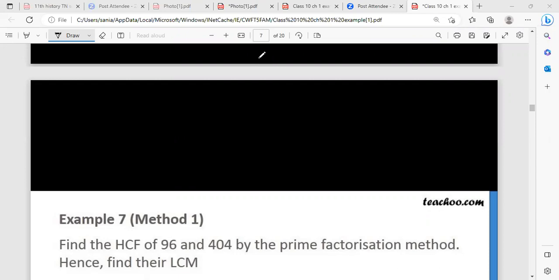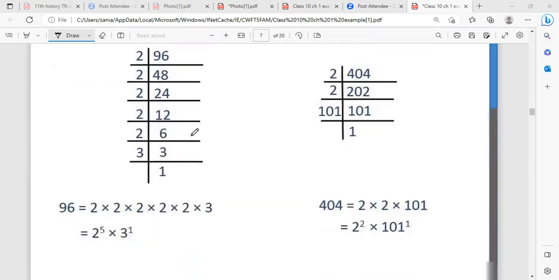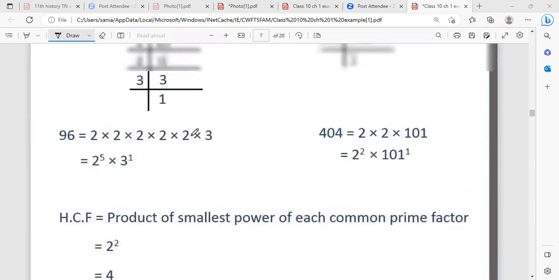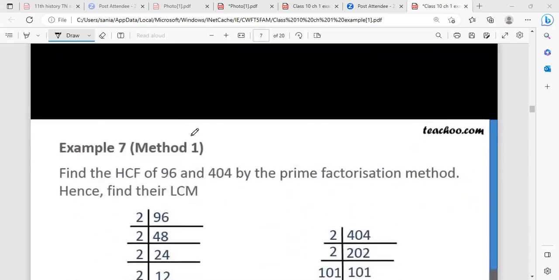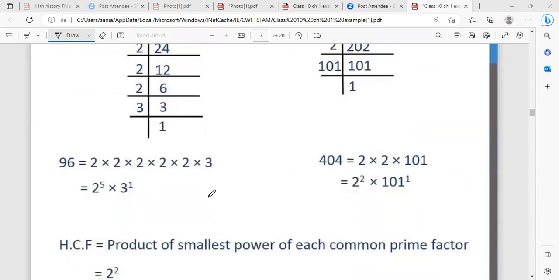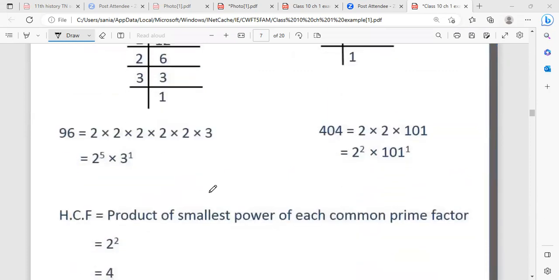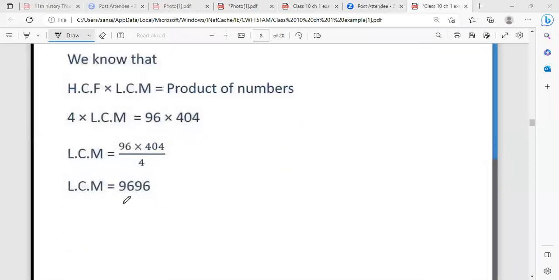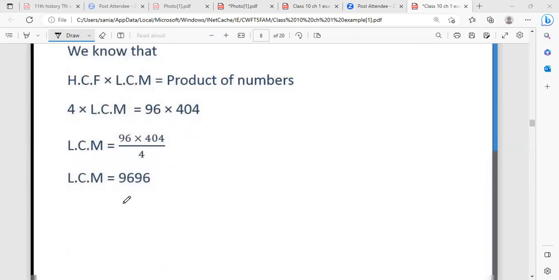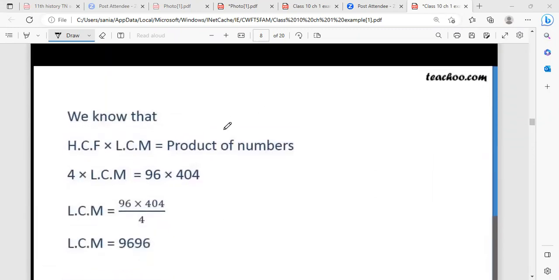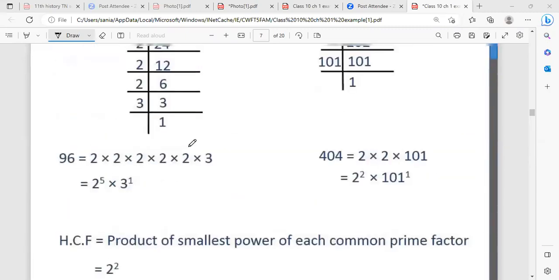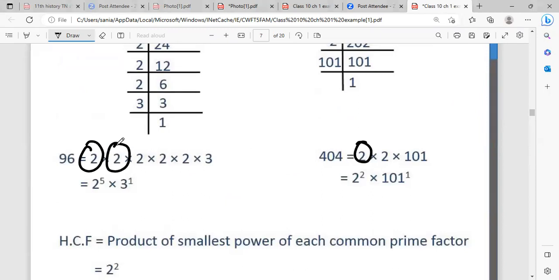Done, ma'am. Okay, Jocelyn, what do you got? For the LCM of 404 and 96, I finally got 9696? Yes, ma'am. Okay. And for HCF, you got? I got 4. Yes. Because over here, the only thing, this 2 and this 2, this 2 and this 2 only. Right? Yes, ma'am. Okay.